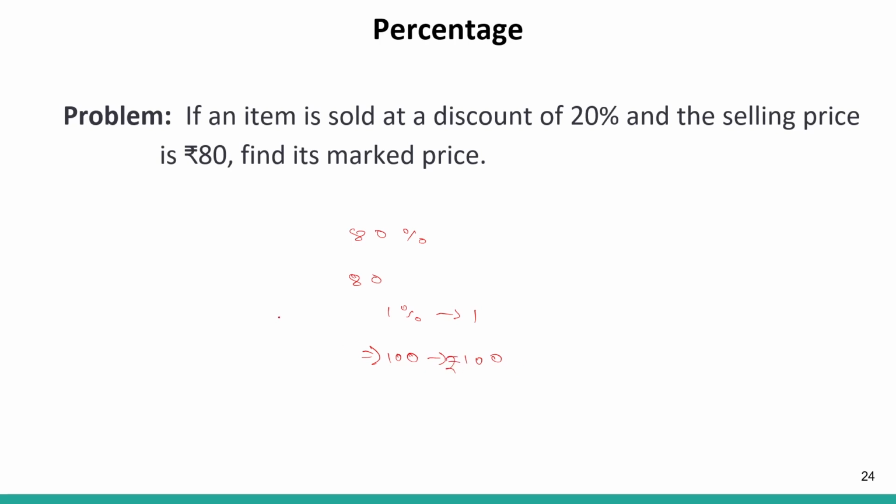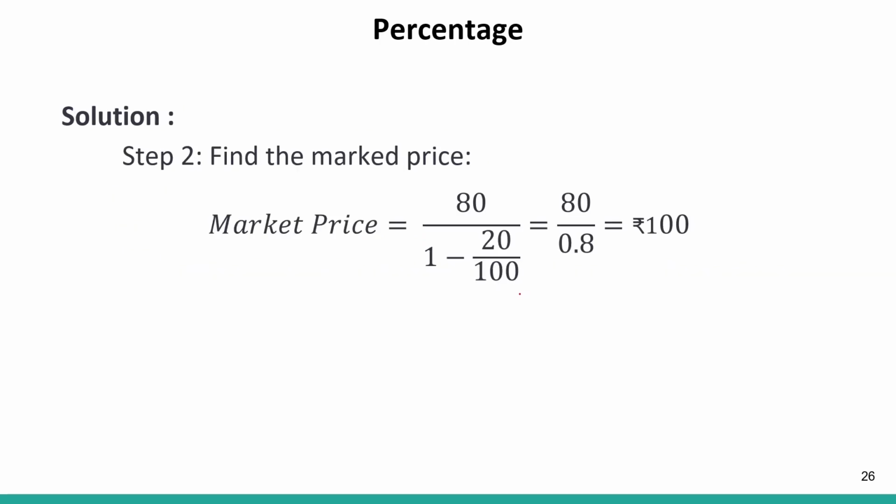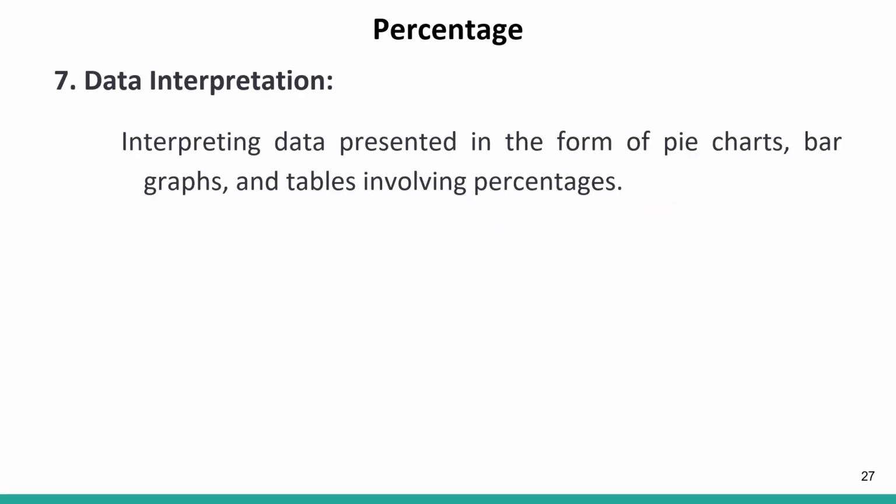Okay. So let's see by the general method. Selling price is equal to marked price whole into 1 minus discount percentage. So marked price is equal to 80 by 1 minus 20 by 100, that is equal to 80 by 0.8, which is actually equal to 100. Okay, so this is the final answer.